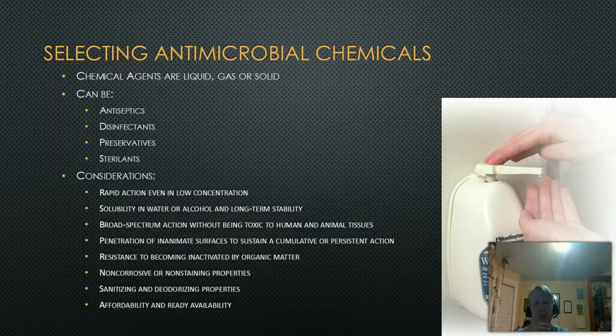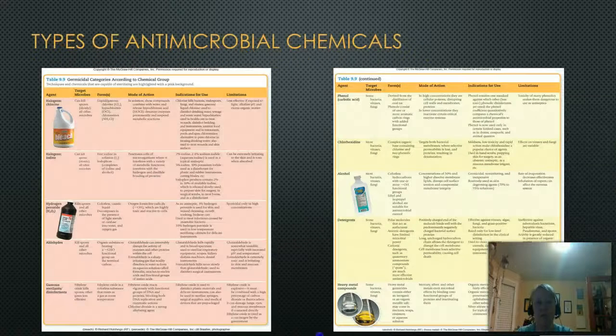You want it to also be resistant to being inactivated. So if I were to put it on the bench top, I don't want it to react with the bench top and become inactivated. So that's another consideration. You also don't want it to be corrosive to your surface because otherwise you're going to be replacing your countertops or your surface tops really, really often. So you want that to be good too. And sanitizing, deodorizing properties: does it actually do that? Does it work? And is it affordable, and is it ready to use? Is it easy to use? Those are all considerations we have when we look at types of chemicals.